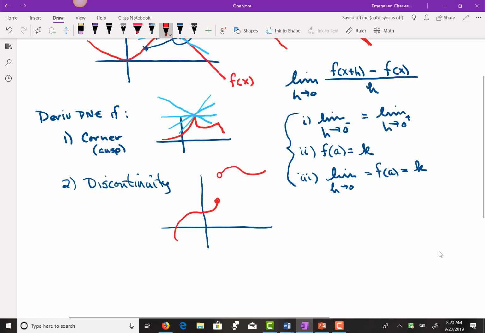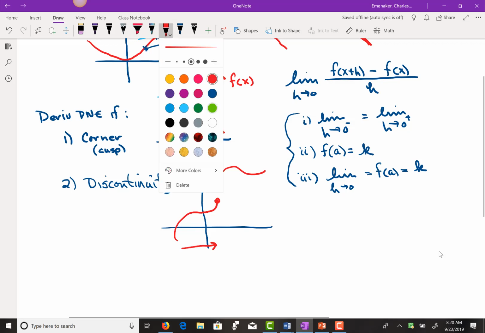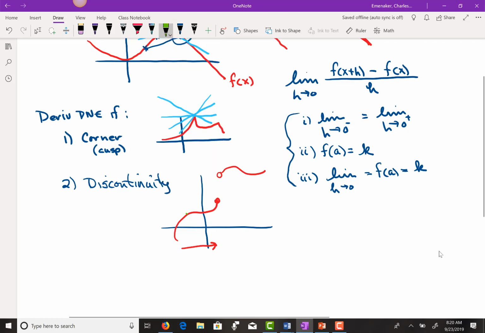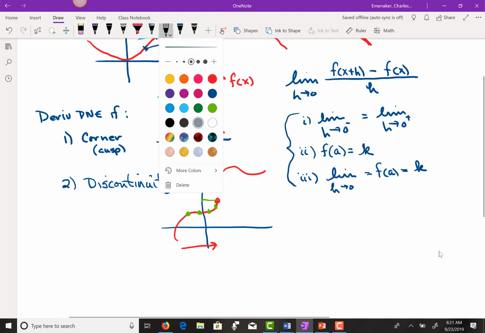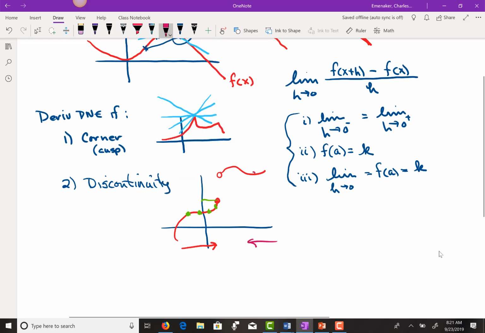Well, the first problem is, does your limit from the left equal the same value as your limit from the right? And the answer is no, it does not. Because if you're coming in from the left, it looks like you're headed to this value, doesn't it? If you're coming in from the right, it looks like you're headed to that point. Your left-hand limit and your right-hand limit are not equal.